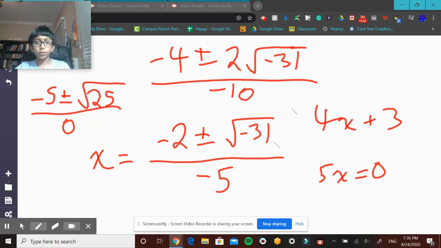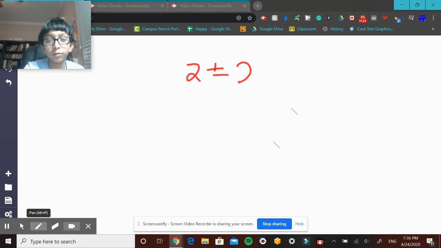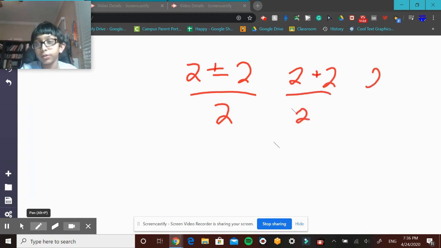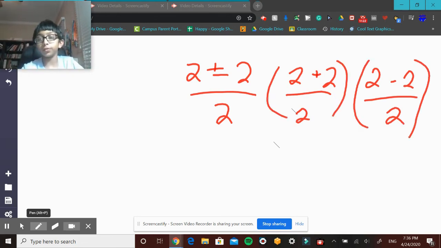I've given you all the tools. Sometimes it'll only say to solve for the plus sign, which means, now let's say that we had something where it was clean. It was like 2 plus or minus 2, divided by 2. That's a lot of 2's. The way we're going to solve this is first we're going to do 2 plus 2 divided by 2, and then we're going to do 2 minus 2 divided by 2. Plus or minus means that we have to do both of them. So 2 plus 2 is 4, and 4 divided by 2 is 2. And 2 minus 2 is 0, and 0 divided by 2 is 0.